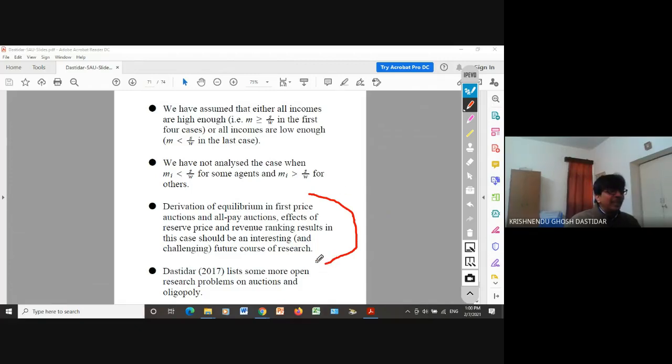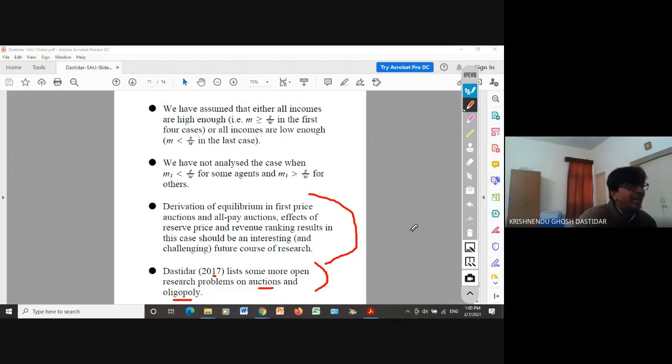Now, in my book in 2017, I list some more open research problems on auctions and oligopoly. You can look at that. One of them is on scoring auctions. If you look at chapter 4 of my book, I list some open research problems. I don't have the time to discuss that, but please have a look if you have the time.